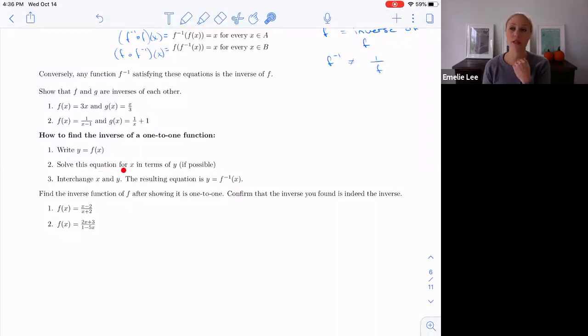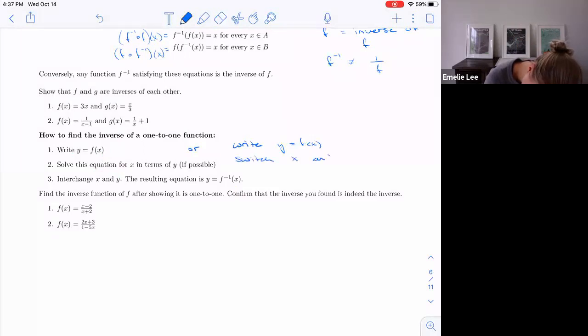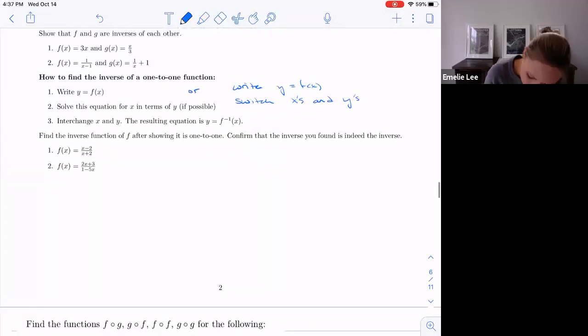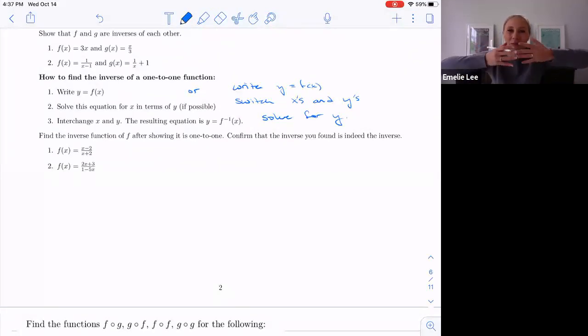Another way that you can do it, and I actually find it more intuitive, is to write y equals f of x, then switch x and y, so your x's and y's, and then solve for y. Either way, you're solving for the variable that's inside the function. You're inverting things, right? You're pulling the input and making it the output, and the output becomes the input.